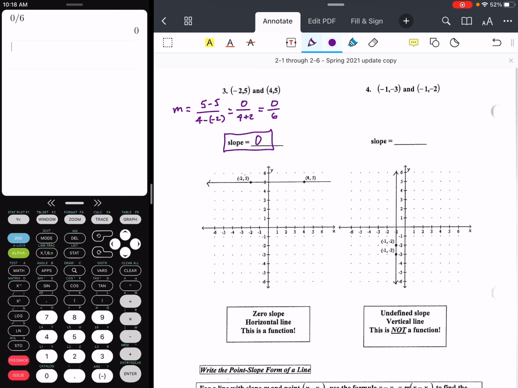So a slope equal to 0 will always give me a horizontal line. A horizontal line always has a slope equal to 0. A slope equal to 0 always corresponds to a horizontal line. So those two are always a pair. These always go together.